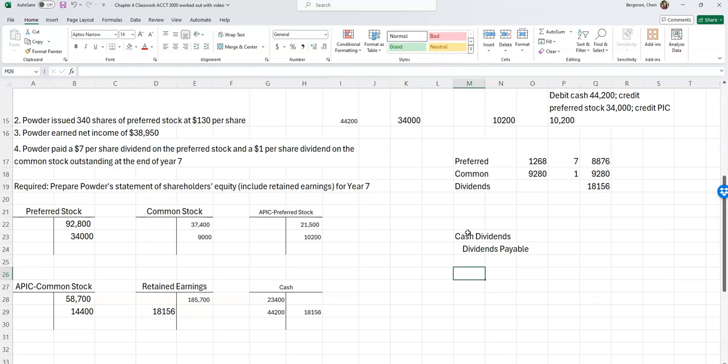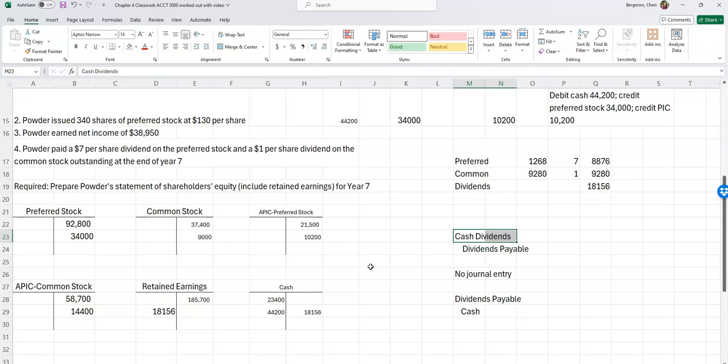Then the date of record, we don't make a journal entry. We just figure out who's going to receive it based on who is holding that stock as of this date of record. No journal entry. When we go to pay it, we're going to get rid of dividends payable and pay out cash. So that means that all we've done really here, besides paying cash, is to debit cash dividends.